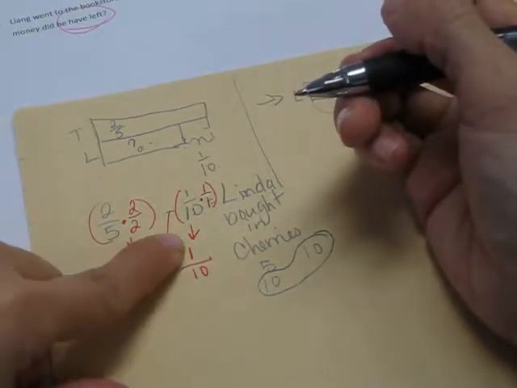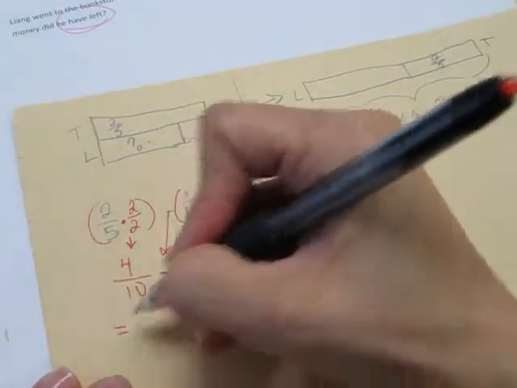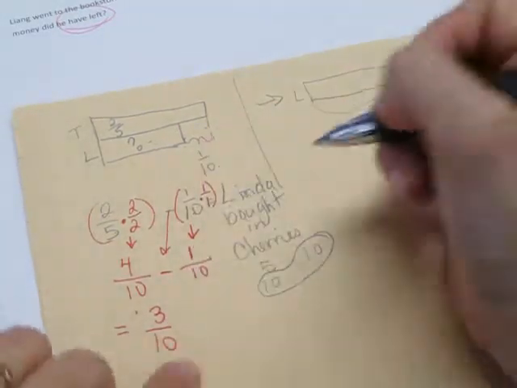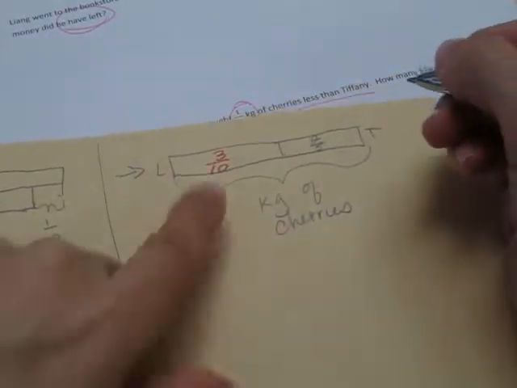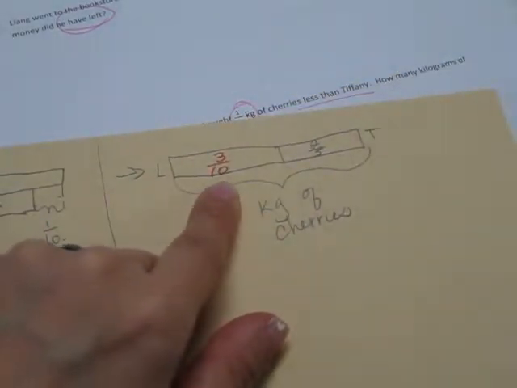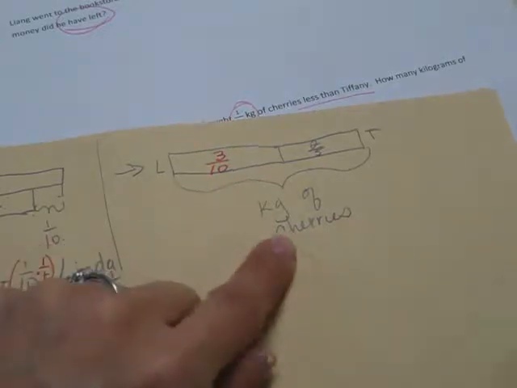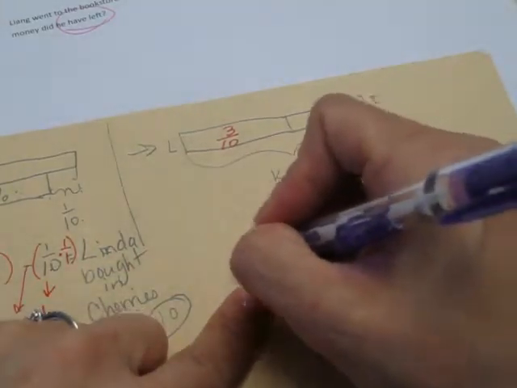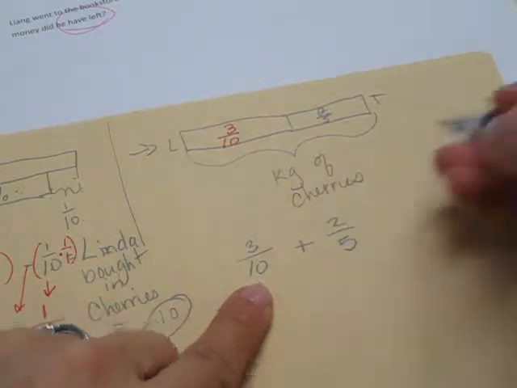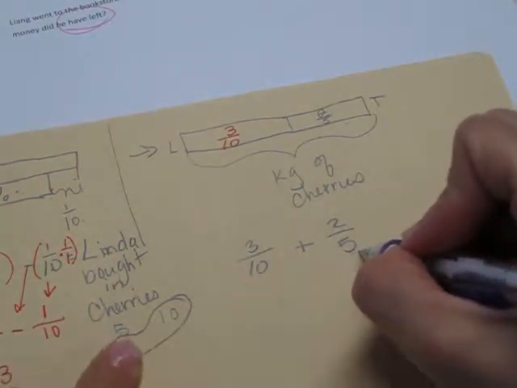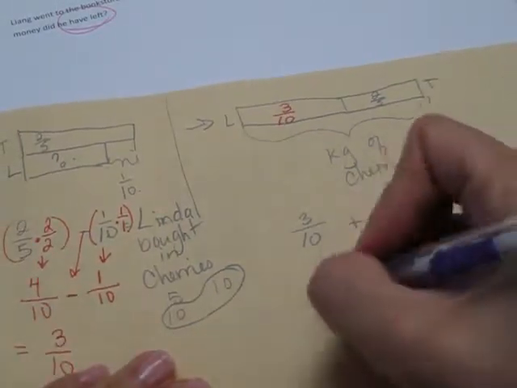4/10 minus 1/10 equals 3/10. So Linda bought 3/10 of cherries. So I'm going to go ahead and put that in my tape diagram over here. So now I know, in order to figure out the answer that they asked, how many cherries did they buy all together, I'm going to go ahead and add 3/10 plus 2/5. Again, I need common denominators, but I already did the work here, and I know it's going to be 10.